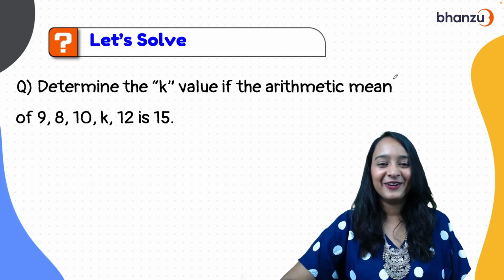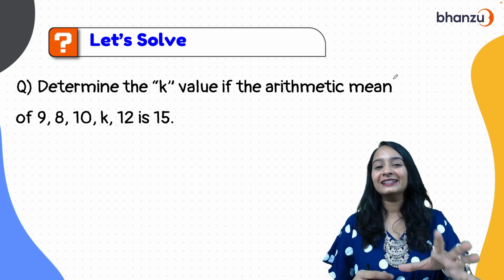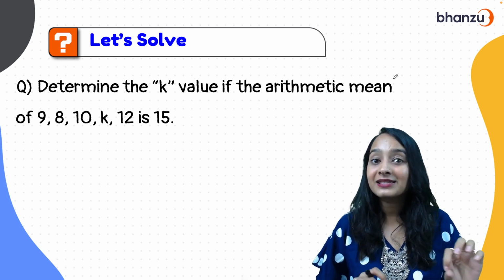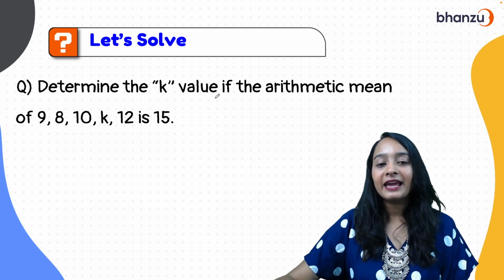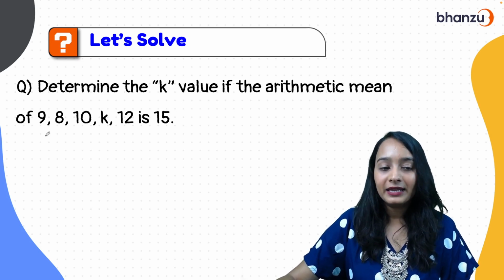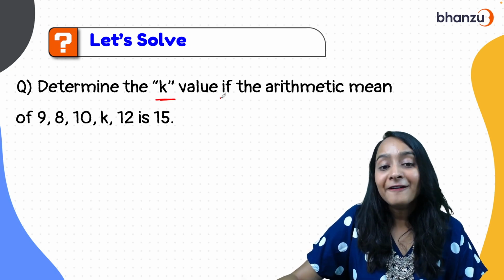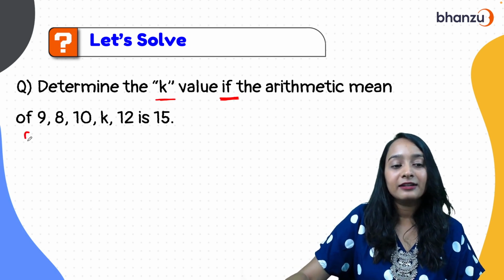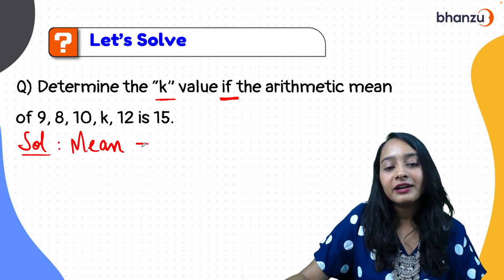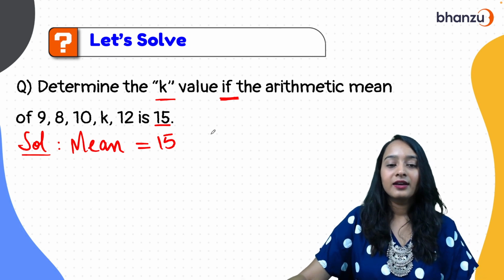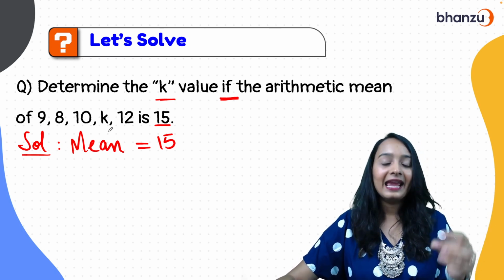Do let me know in the comment section. Let me take up another example. Especially questions like this will come for 4 marks in your exams, right? So let's get started. Determine the value of k if the arithmetic mean is given. What is given? The mean of the data is already given to be 15. What is the data? 9, 8, 10, k and 12.